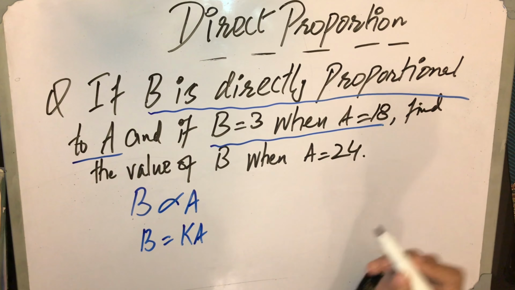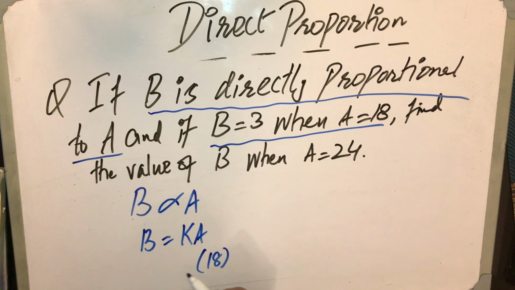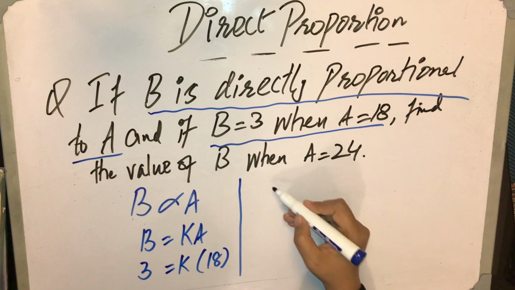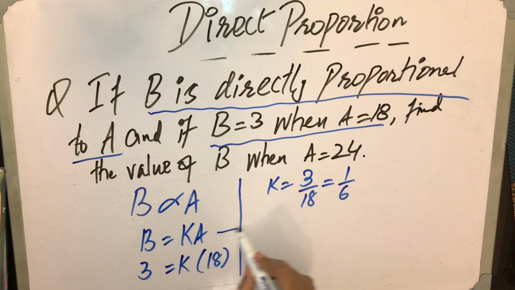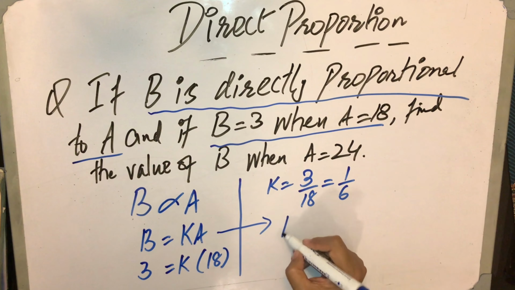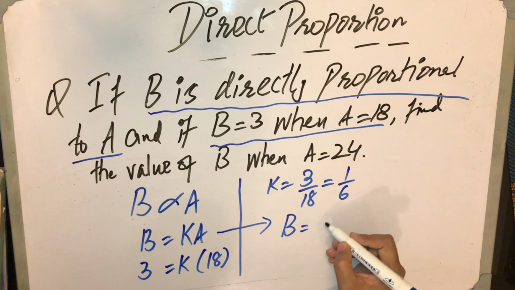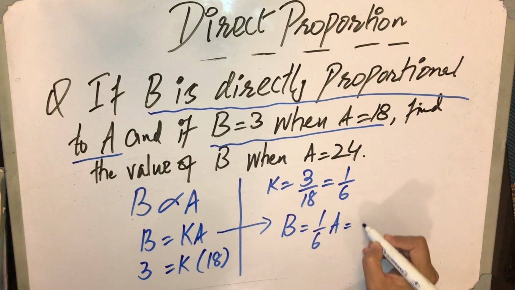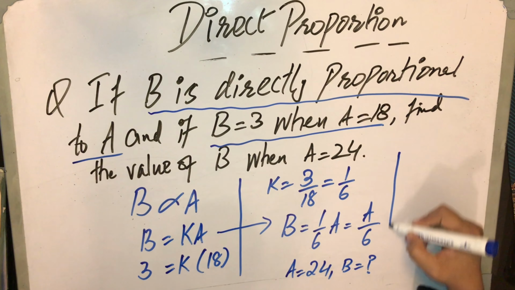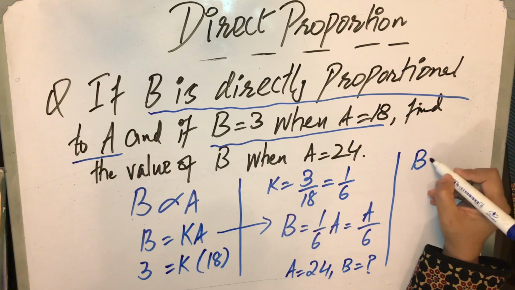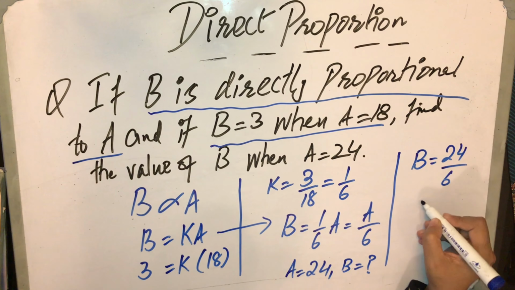B is 3 when A is 18. Multiply K. A is 18, B is 3. K will be equal to 3 over 18. We can have 1 over 6. Going towards the equation, B equals 1 over 6 A, or 1 over 6 A may be written as A over 6. Now we have to find the value of B when A is 24. A is 24, B is required. We shall write B equals 24 over 6, that will be 4.